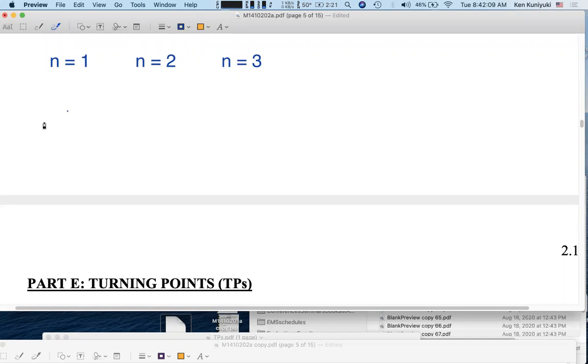A first degree polynomial means linear. How many turning points can a line have? Well, none. The graph can never turn around. 0 turning points, TPs.